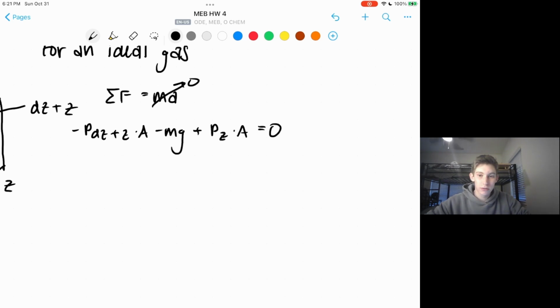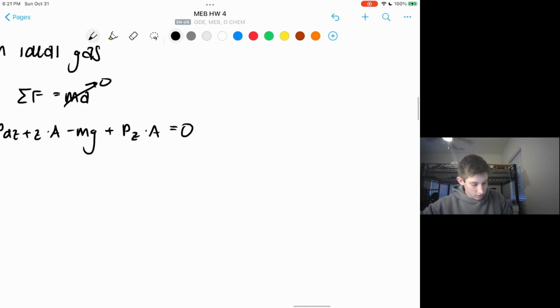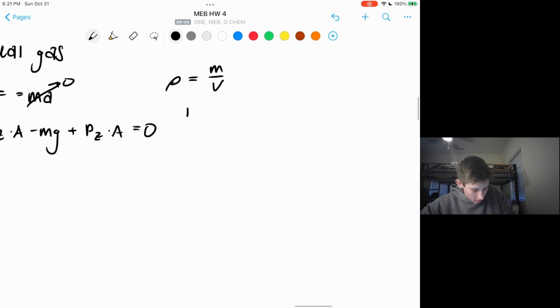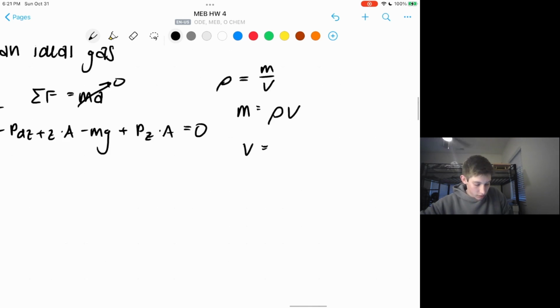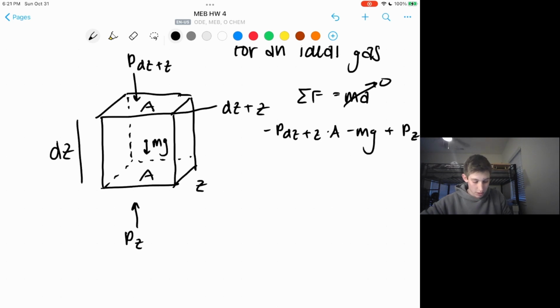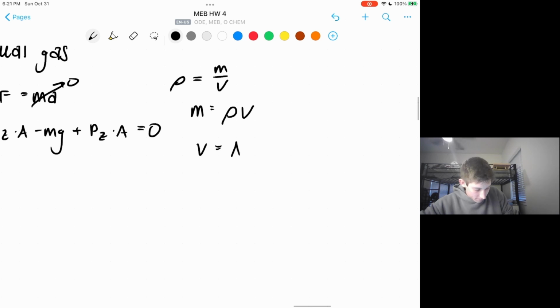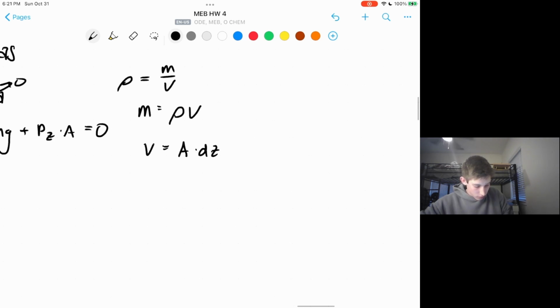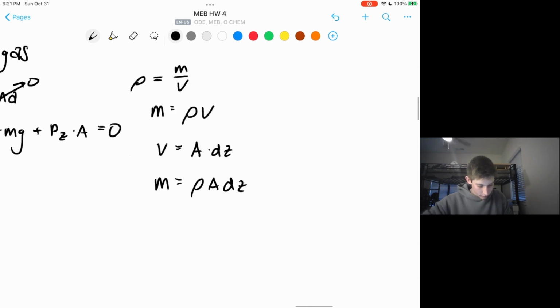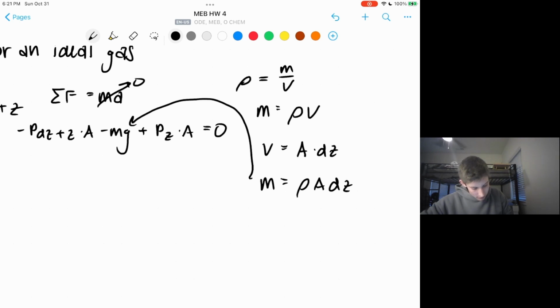We're going to substitute the m term for mass. So we know that density equals mass over volume, so we can say that mass equals density times volume. We also know that volume equals the cross-sectional area times the height dz. So we'll call our mass density times area times dz. So we can substitute that in here.